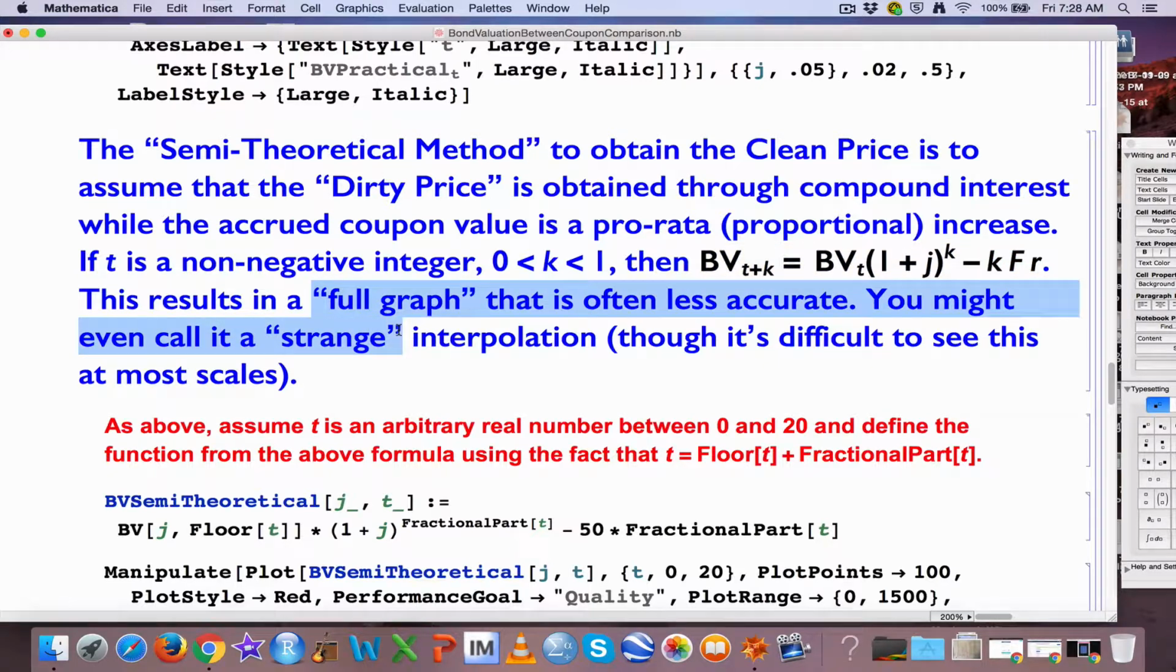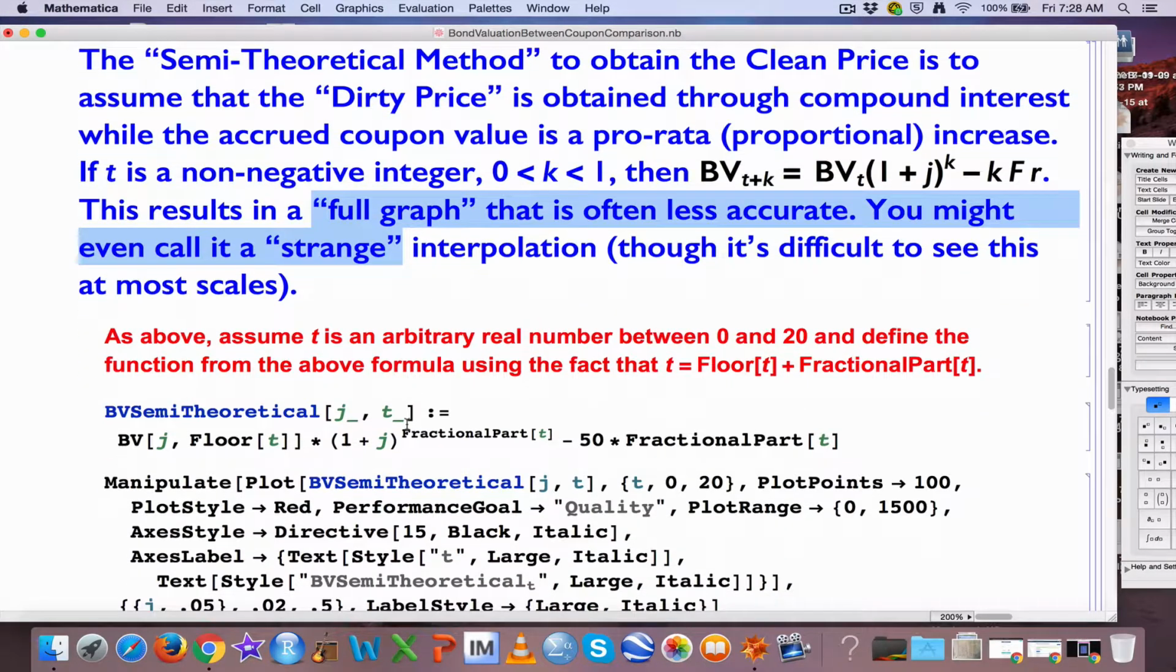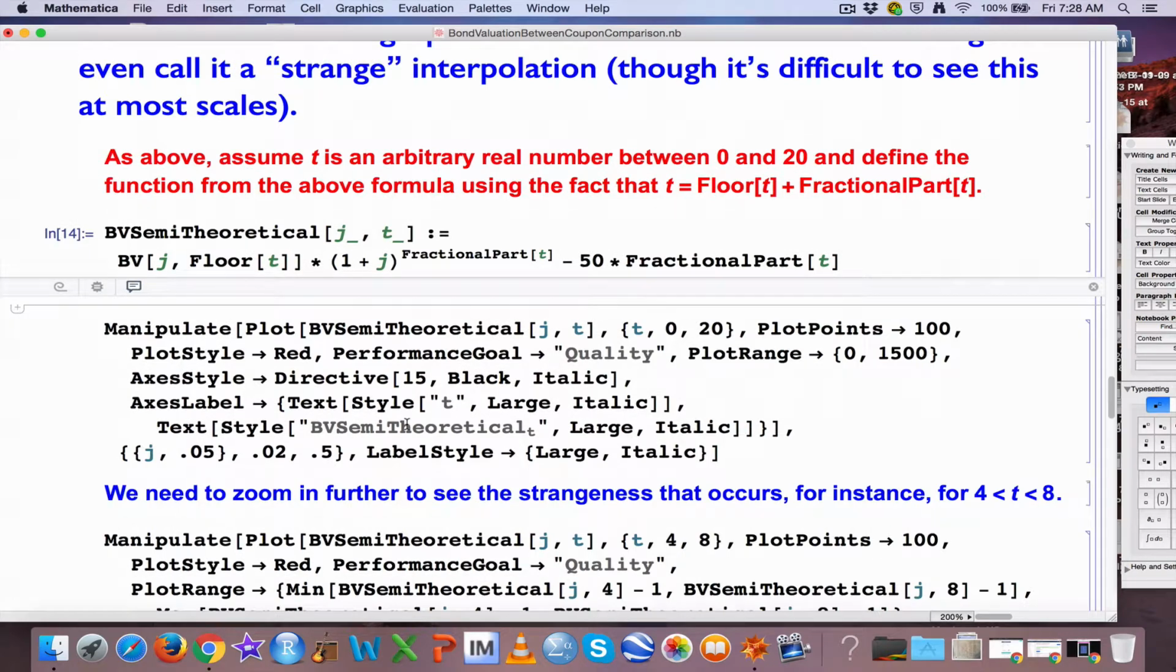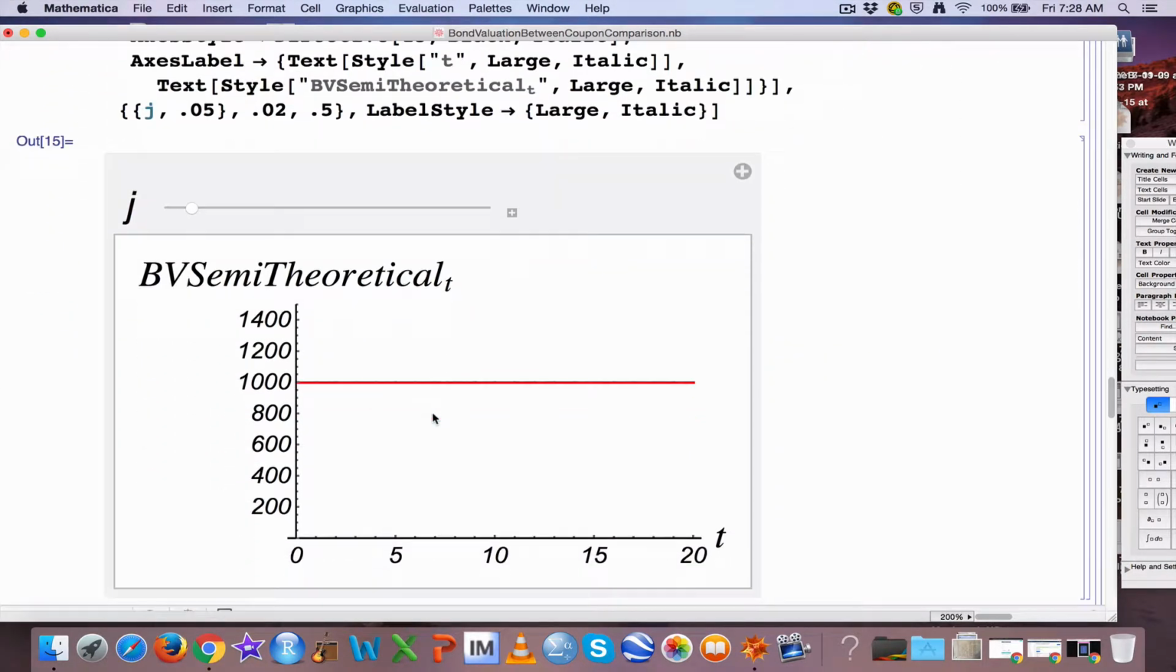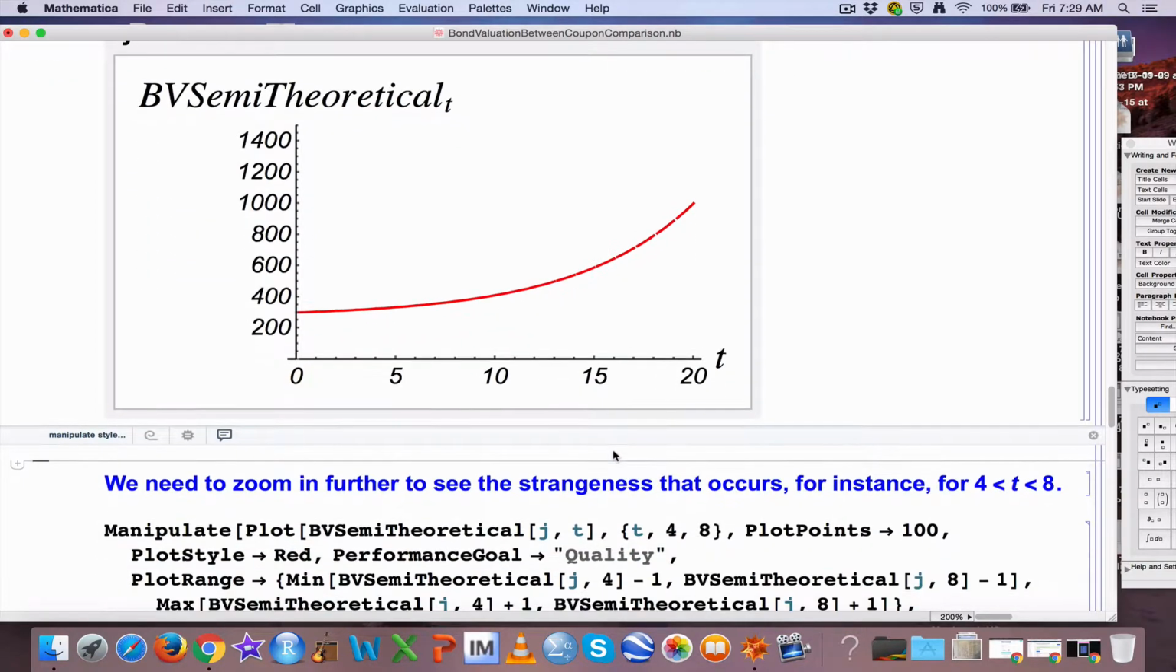The full graph is less accurate. It doesn't always make a big deal if your dollar amounts are small, but it is technically less accurate because it's just strange. It's a strange interpolation, as we're going to see. This programs it into Mathematica, and now I can look at the graph, and on a large scale you can't really tell a difference. It is piecewise, like the practical method was, and so you see tiny little gaps here in this picture, even though in reality there are not gaps. They're not holes in the graph.